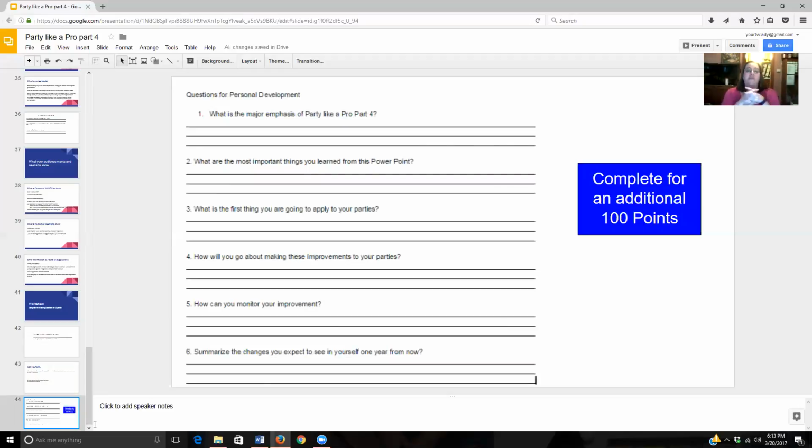All right, this is a separate worksheet. I am going to post this one at the bottom in the comments, but this covers all the videos for part 4. This is a personal development worksheet, kind of what did you learn and how can you apply everything you learned in the entire Party Like a Pro series. This worksheet is 100 points on its own. So between the worksheet that we've been working on with each of the individual videos and this one, you have a total of 200 points that you can earn for the 2 separate worksheets today.